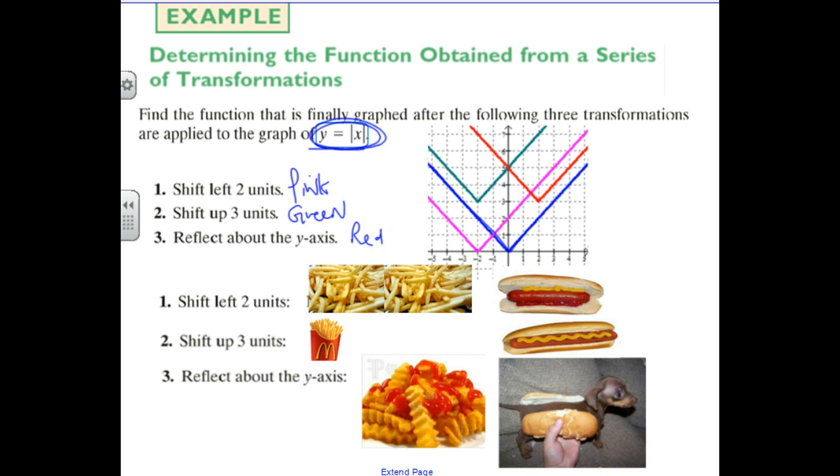So I want you to talk through, if we take this original function, y equals the absolute value of x, and if we actually shift it 2 units to the left, is that going to be plus 2 or minus 2? And is that inside the absolute value or outside the absolute value?